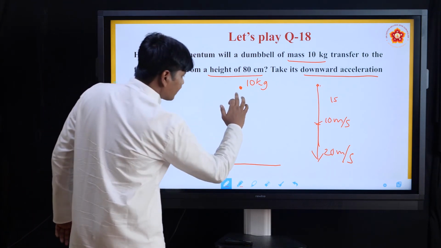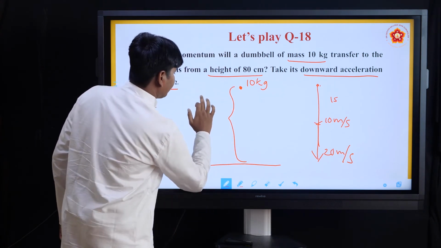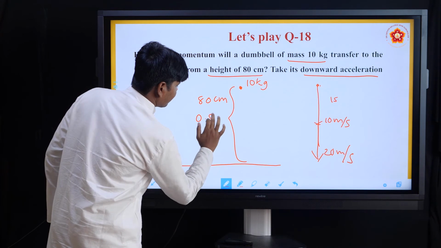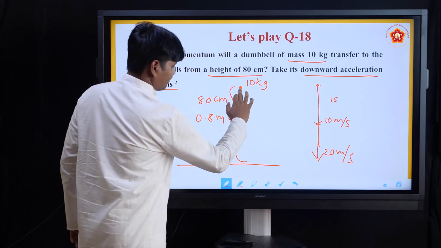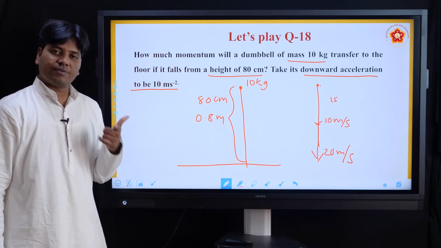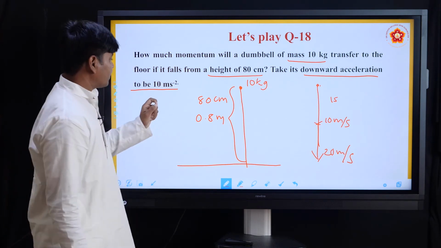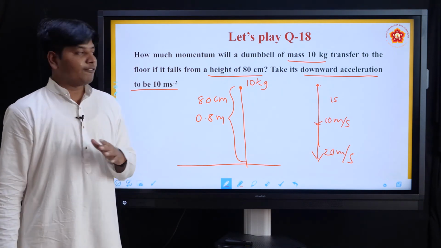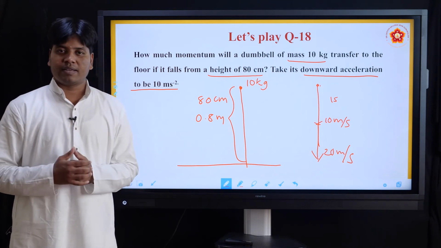So what is the height given here? Height given here is 80 centimeters. That means 0.8 meters. This is the height we have. We know the height, we know the initial velocity, we know the acceleration. We need to know the velocity at this point just before impact. If you know the velocity here, we can easily know the momentum, right?